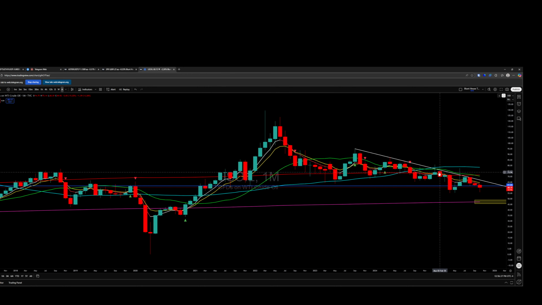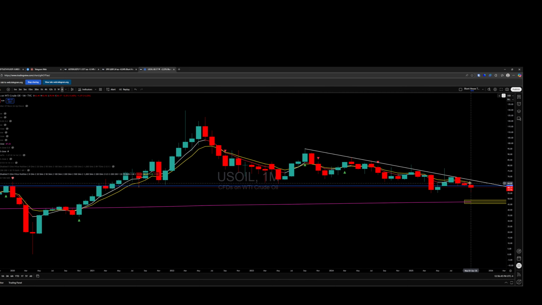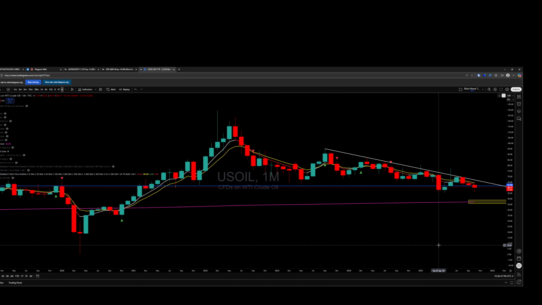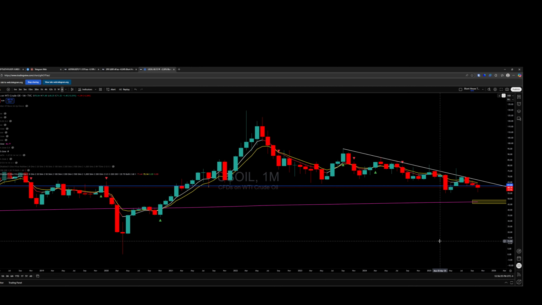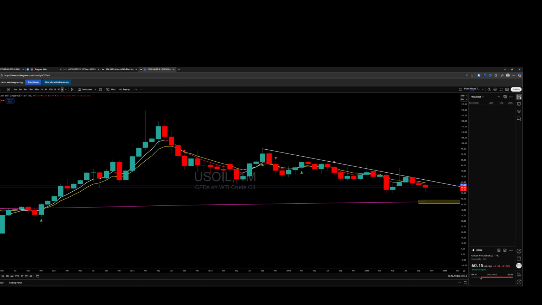how the T-line and the 5 EMA is still diverged, if you can see that on the monthly. But we've broken all of that support on the daily. All of that support on the weekly. What's left? This.